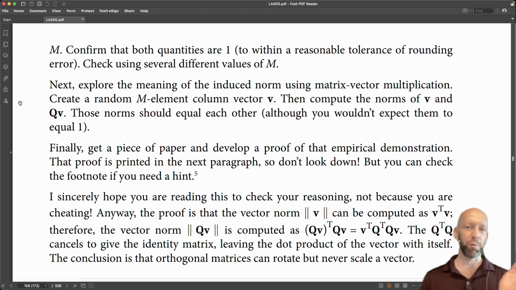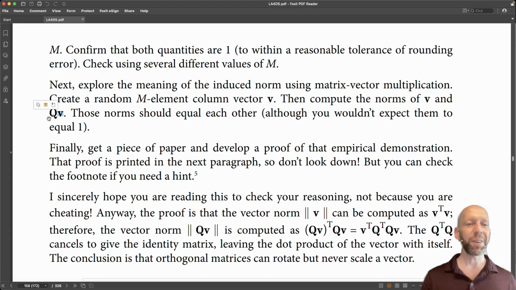So Q is going to rotate v, and the question is, can Q make v longer or shorter? Now, the induced 2 norm tells us the longest that factor could ever be. So for example, if a matrix had an induced 2 norm of 5, not for this Q matrix, but for some other random matrix, then it would mean that the largest it could possibly scale any given vector would be 5.